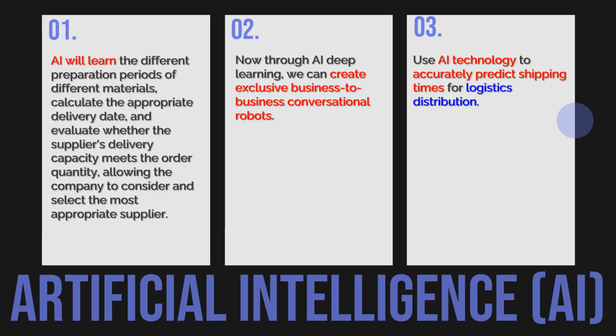And AI will learn the different preparation periods of different materials, calculate the appropriate delivery date, and evaluate whether the supplies or delivery capacity meets the order quantity. Okay, quantity numbers, not the quality. Quality is different, but quality is important.